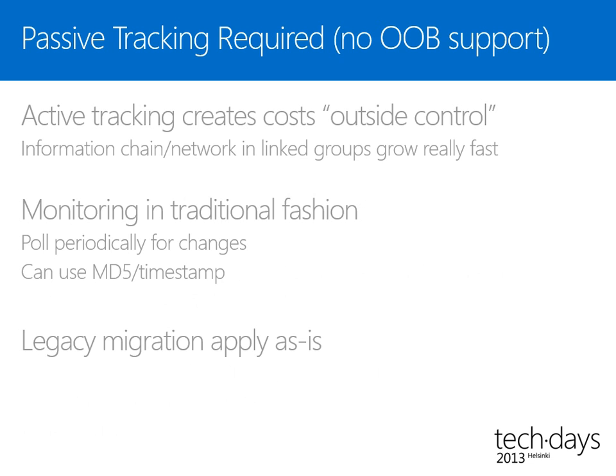Then we've identified that passive tracking is also required. Right now there is no out-of-the-box support for that. We haven't implemented it. Active tracking creates costs outside of our control, which means that we cannot have subscriber chains that start to traverse between different groups, because the link of groups who are actually interested in our published information could grow really fast into a huge network. And that's why we need polling and monitoring technology in a traditional fashion.